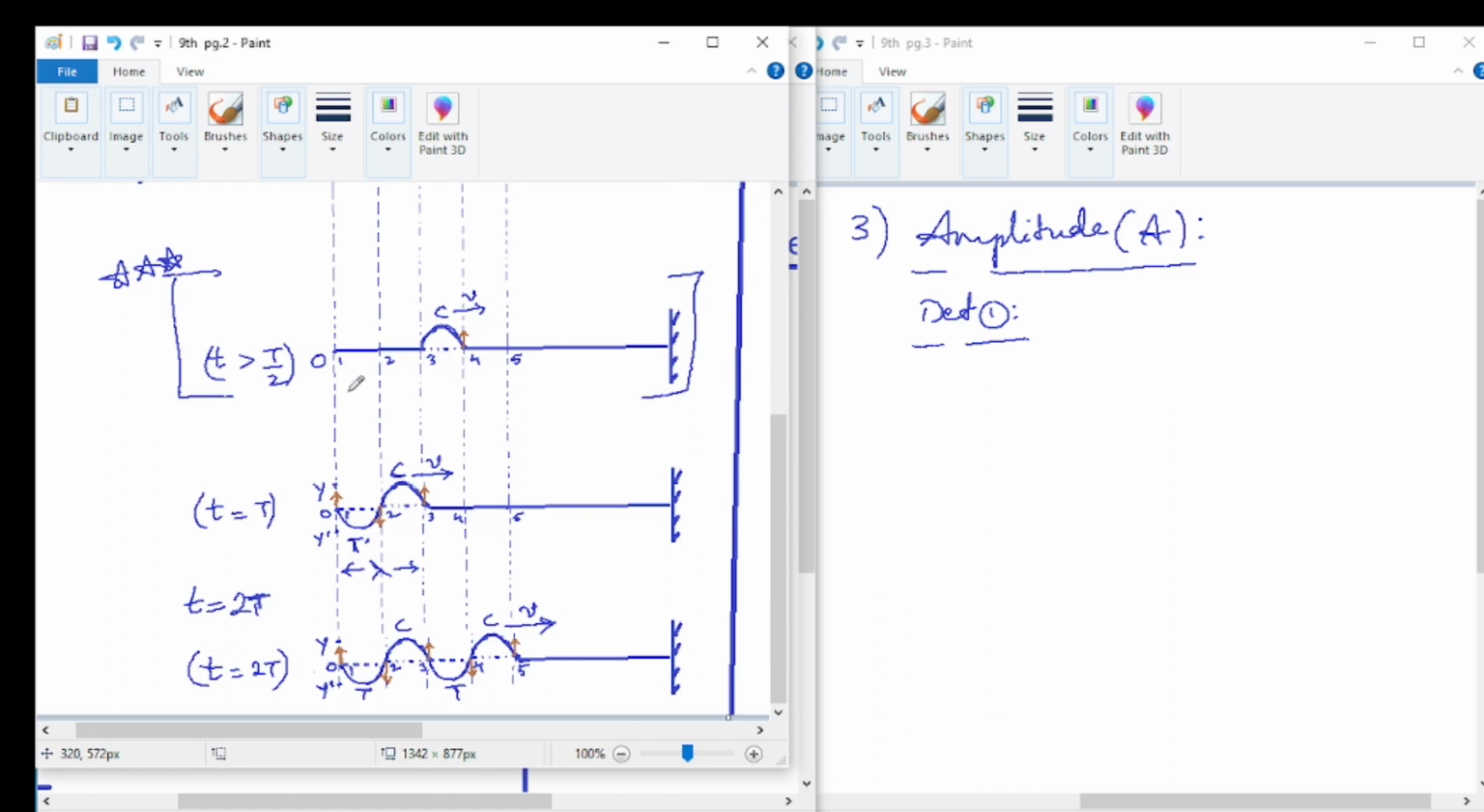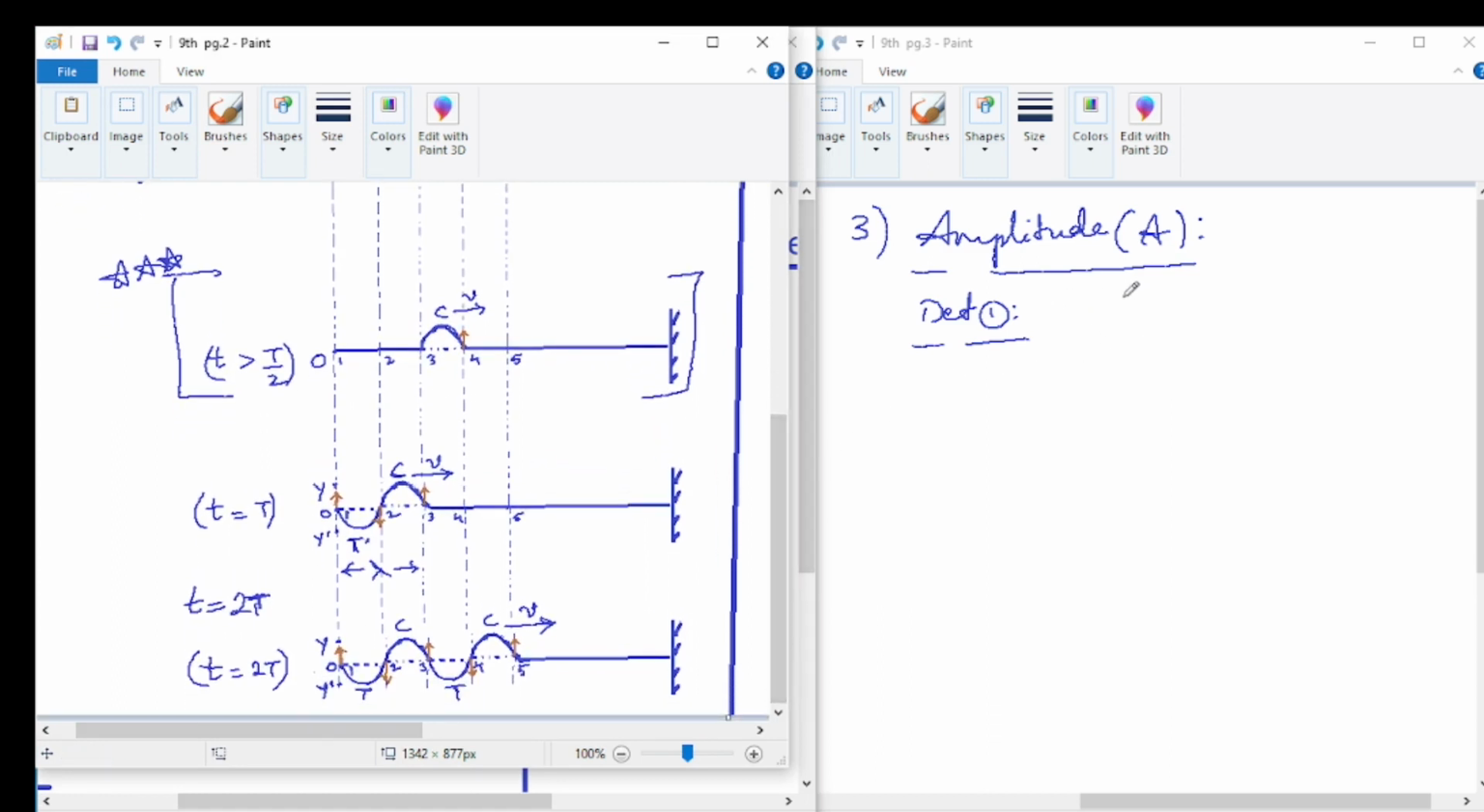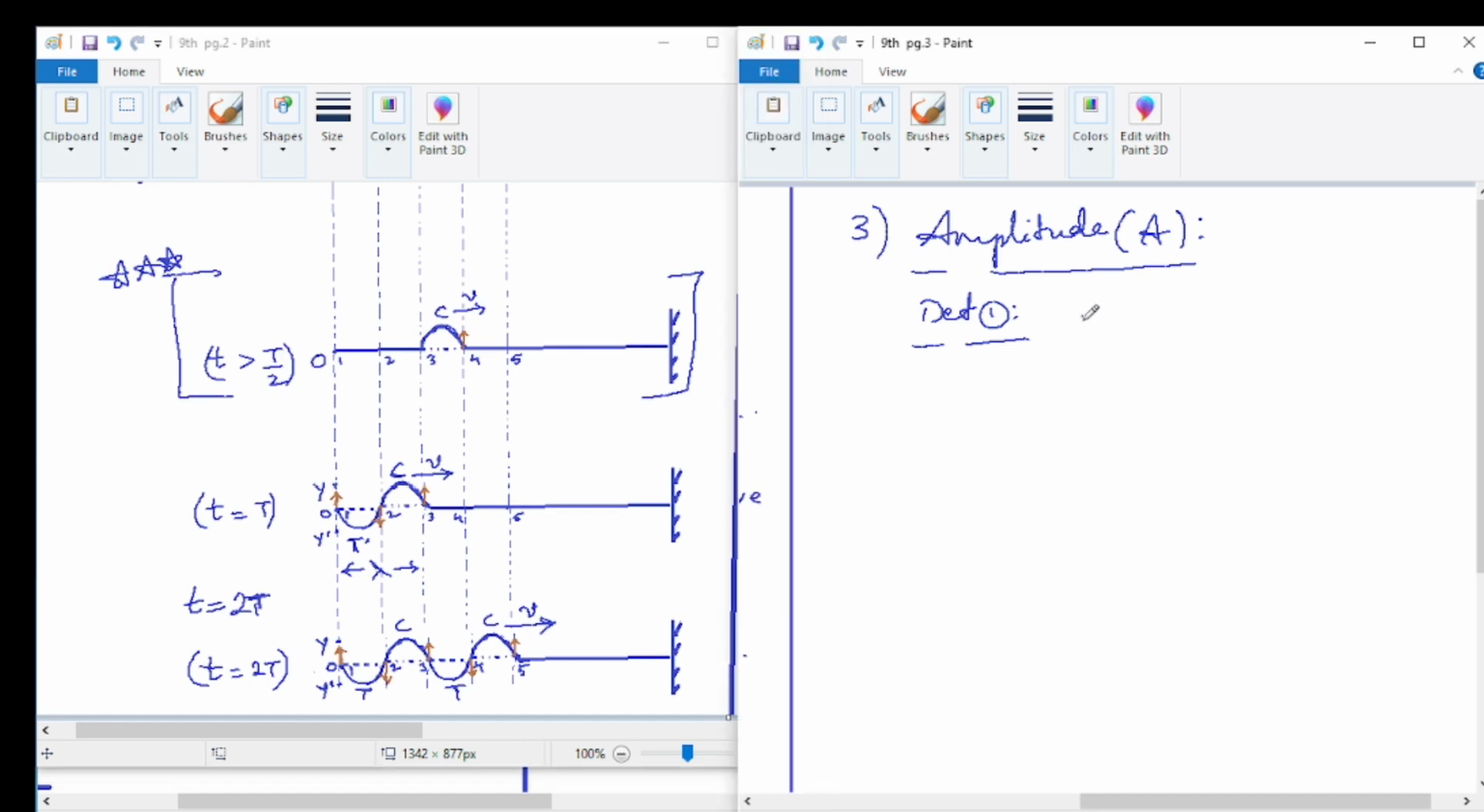So here we are considering in the wave motion also the same definition can be applied. So what is amplitude now? Maximum displacement from mean position. Mean position means what? O. So I'm not writing other details here. In the diagram itself, it's very clear.